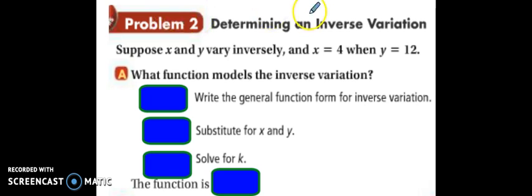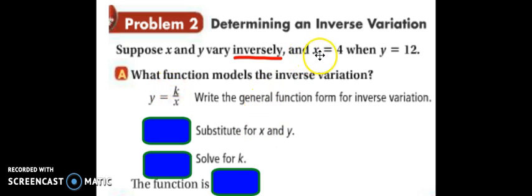In problem number 2, we want to figure out an inverse variation, and they tell me that x and y vary inversely. They tell us x is 4, y is 12. So if it varies inversely, I know it's y equals k over x. So then I'm going to substitute my values. It says x equals 4. So I'm going to put k over 4. y equals 12. So now I want to solve the equation.